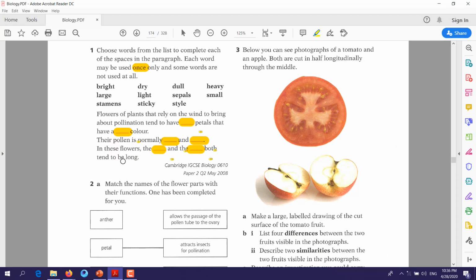Their pollen is normally, how will the pollen be? It will be dry and light. Why light? Because it depends on the wind, so it should be light so it can be carried by the wind. In these flowers, the stamens and the stigma both tend to be long. Which two parts should be long? Because it depends on the wind, to increase the chance of pollination, the stamens and the stigma should be long.